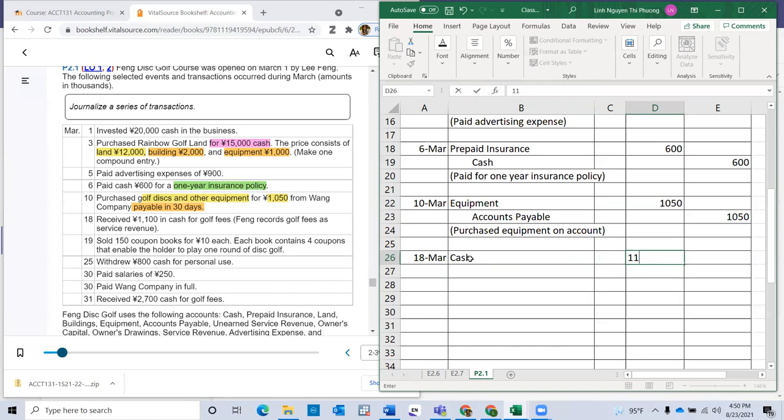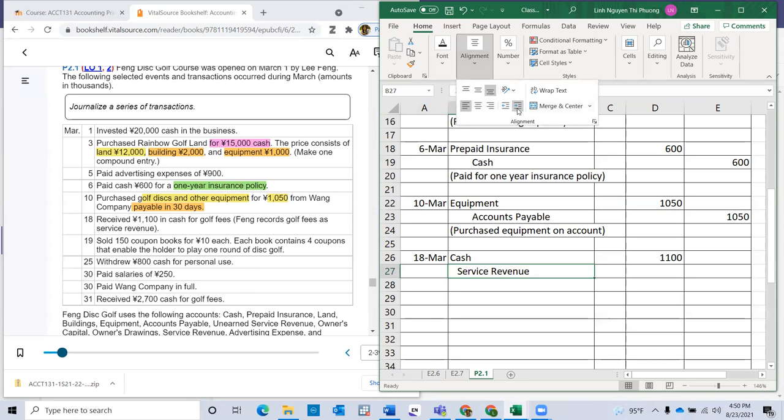And it says, Fang records golf fees as service revenues, all right? So there will be an increase in service revenue. Now service revenue, when it's increased, owner equity will increase, okay? So when owner equity increases, we credit, okay? So we credit 1,100.